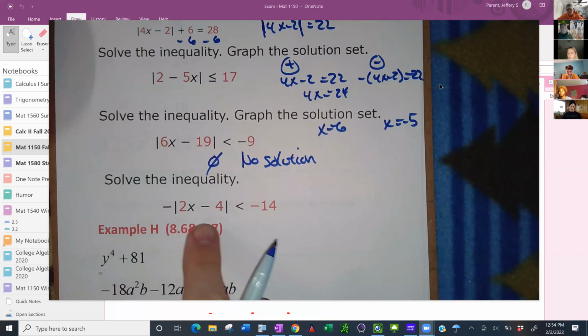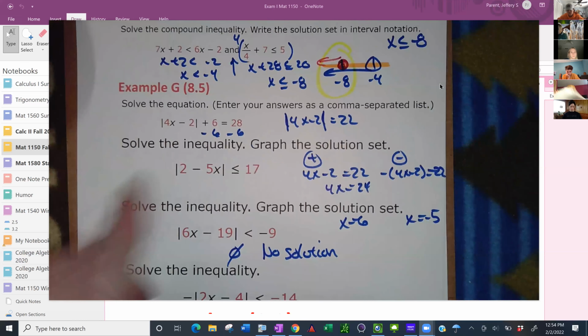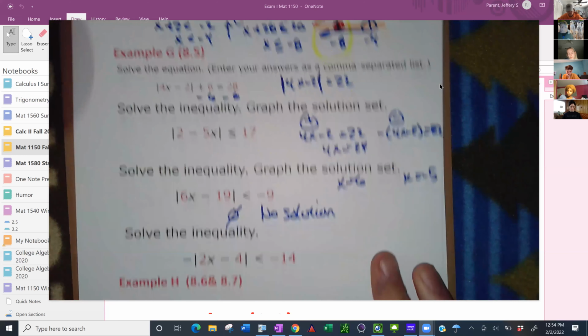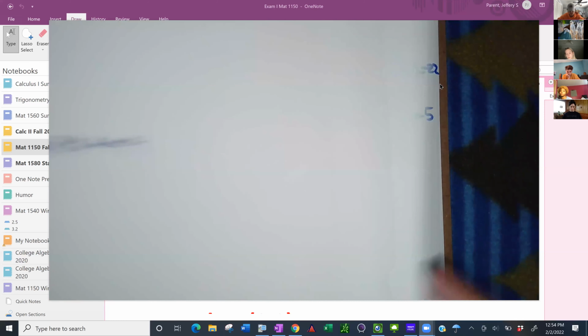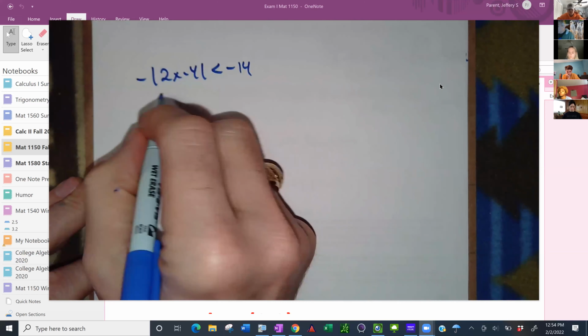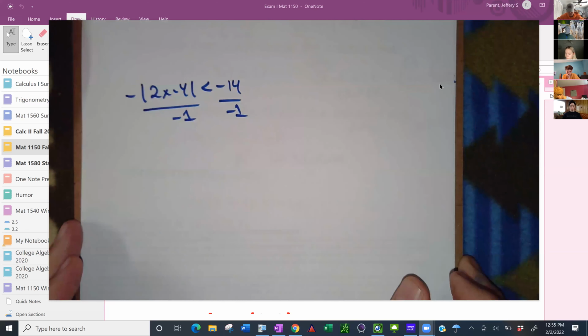Let's take a look at this one. And it's reminiscent of what we did up here. Up here, I said, you know what? You got to start out by getting the absolute value by itself. And that's true. What you have to do is you have to divide both sides by -1. When you do that, what special thing happens?